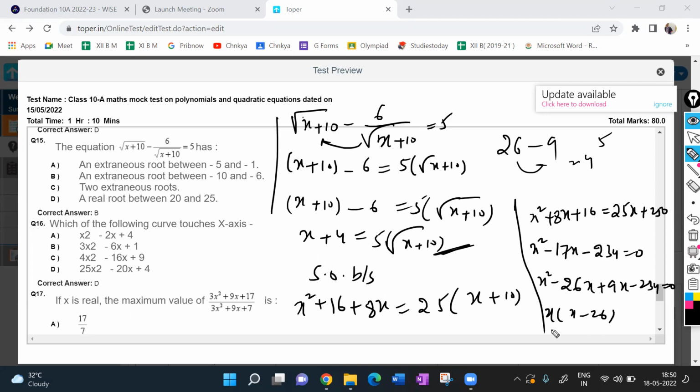Sir, I'm not getting an idea how to split the middle term. Then what you do, beta, is go with the quadratic formula. We have a wonderful trick. Taking 9 common again, x minus 26. Hope you are understanding what I'm talking about here.